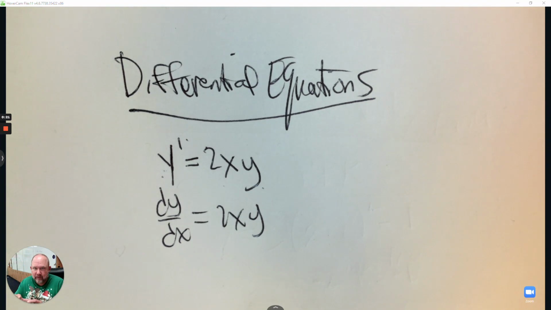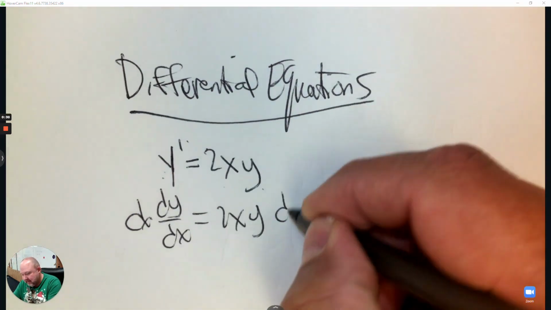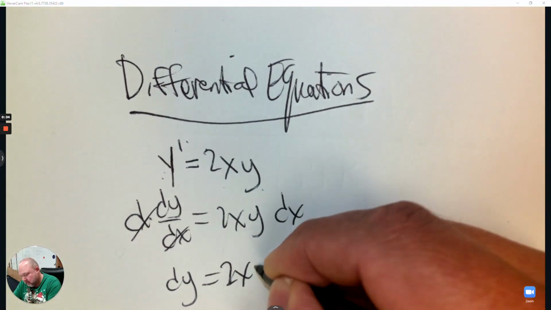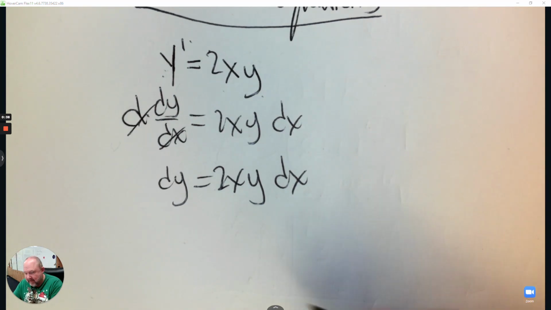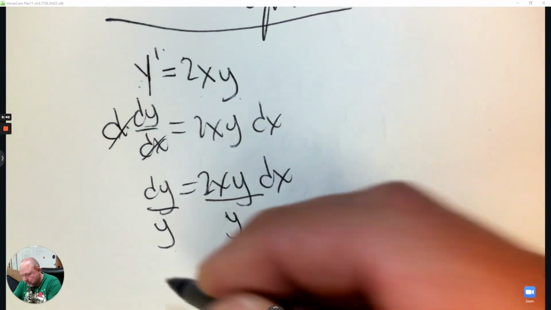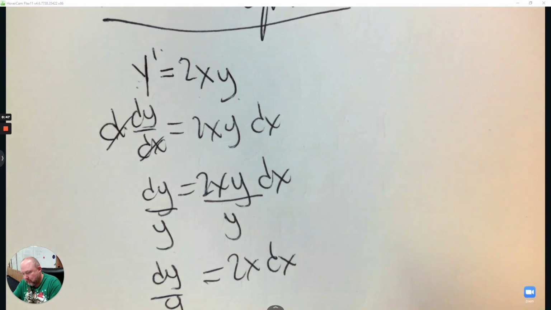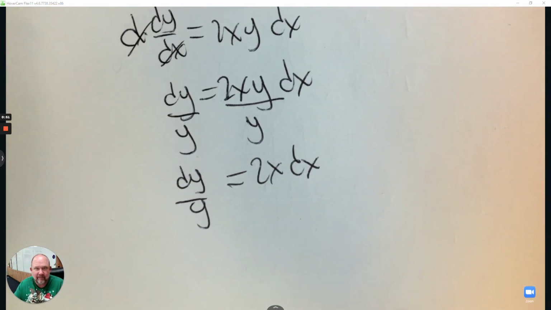And now step 2 is, all of them are important, but step 2 is really important. You have to separate the variables, so the y is on one side and the x is on the other side. So I'm going to multiply both sides by dx. And then I'm going to divide, in this case, both sides by y, to separate them. All right, they're done.